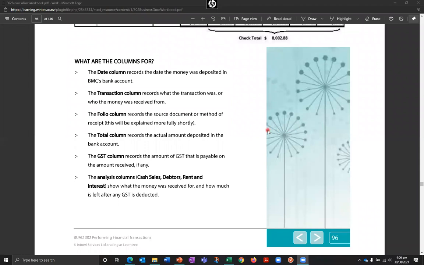Just under the completed example on page 96 is an explanation of what the columns are for. Date column records the date deposited. Transaction records what the transaction was or who it was from. Folio records the source document or method of receipt. Total column records the actual amount deposited. GST records GST. And the analysis columns show what the money was received for and how much is left after any GST is deducted.